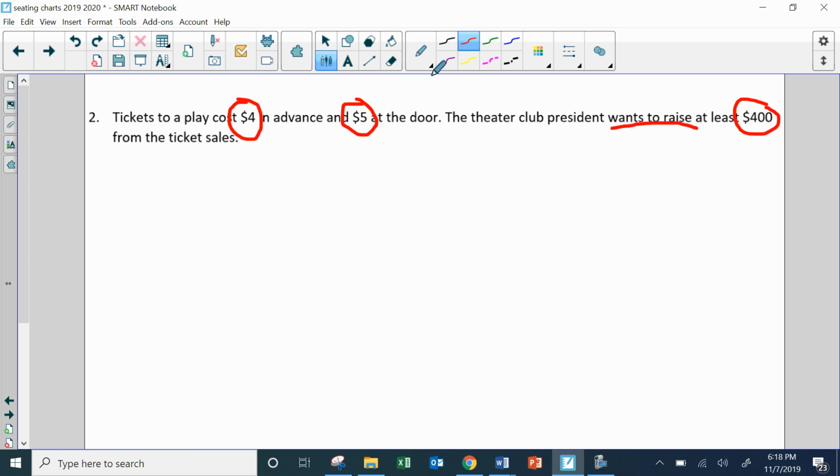And then hopefully you should understand that the $400 is kind of the end result of the equation, and you want to be at least $400 or more than $400 as far as the money you raised. And the money you raised again is going to come from the price of each item and then how many of each item you sell. So hopefully you should be able to create the equation now.